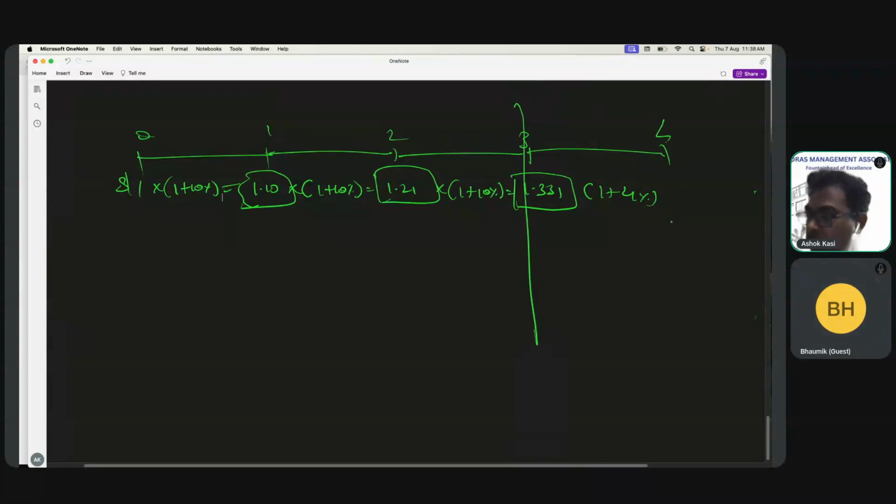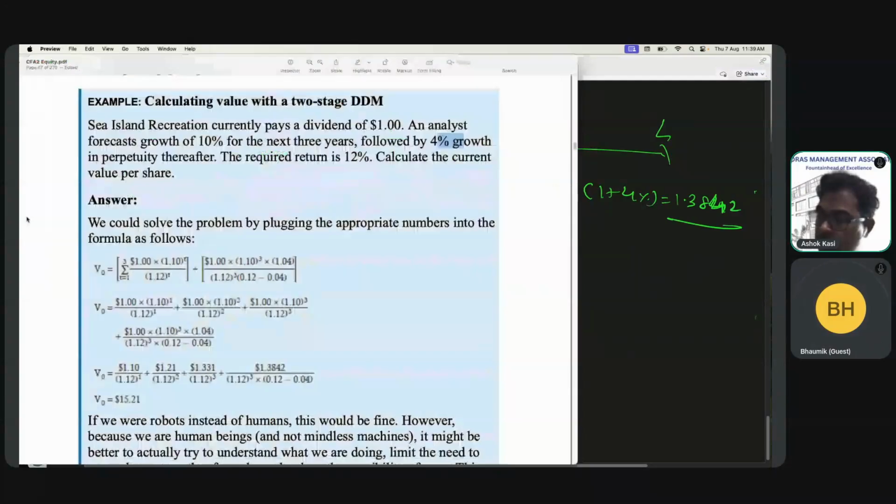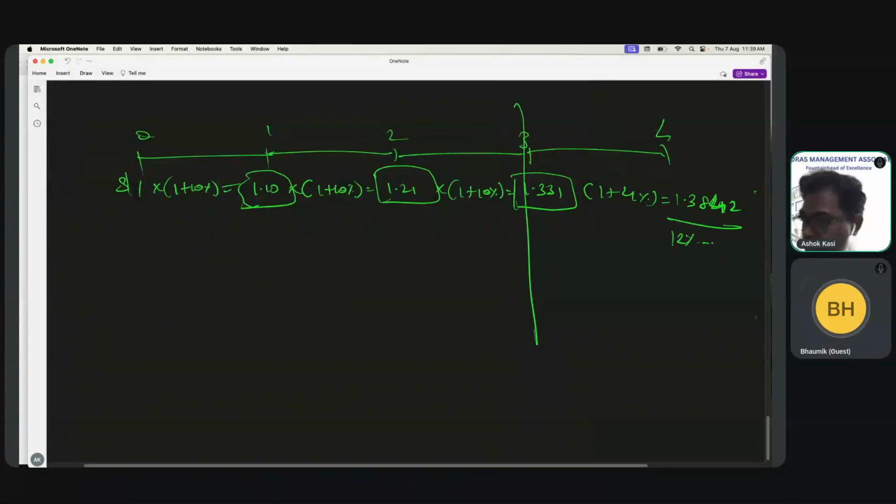And this is the terminal value, continuously growing at 4%. That is 1.3842, divided by R minus G. R is 12% minus growth of 4%. Now you calculate the value, it will give the price 1 year back. It is $17.3. Okay, now what is the question?